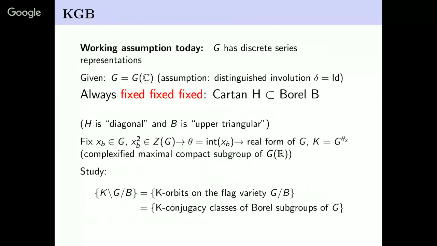And well, G mod B is just another name for the Borel subgroups of G. There's a bijection between G mod B and the Borel subgroups of G, and if you unwind that, you see that the space that we're talking about is exactly the same thing as the Borel subgroups of G up to K conjugacy.